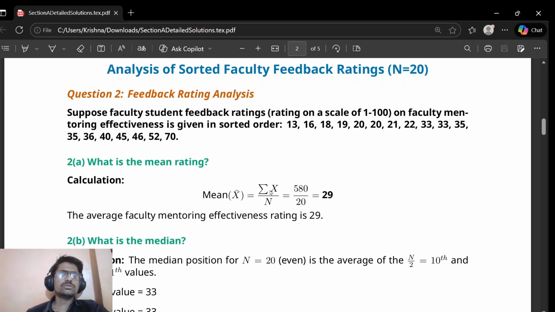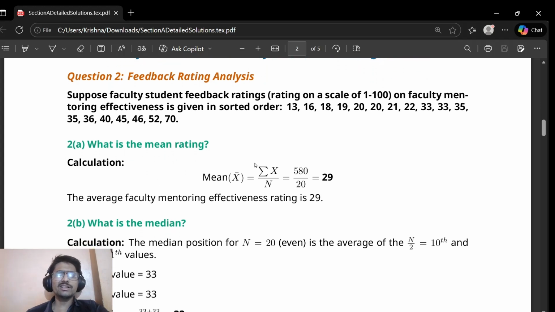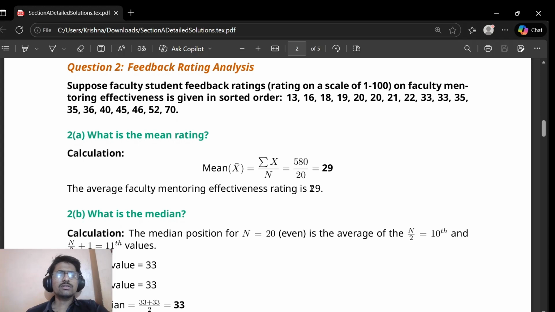So question 2, what is the mean rating? To calculate the mean rating, we use this formula: summation of x divided by n. So summation of x is equal to 580, and n, the total number of ratings, is 20. So 580 divided by 20 is equal to 29. 29 is the mean. The average faculty mentoring effectiveness rating is 29.